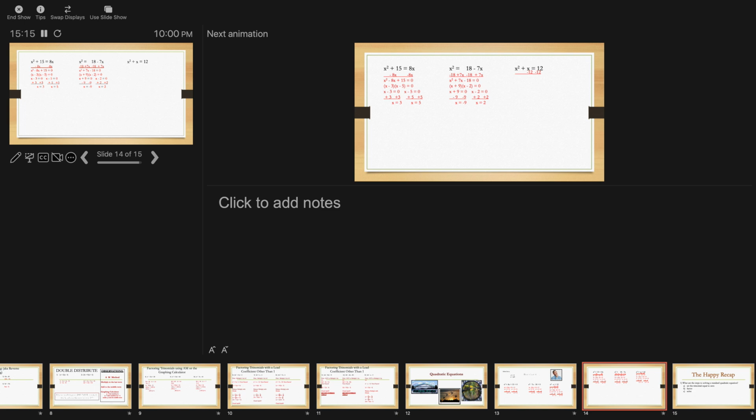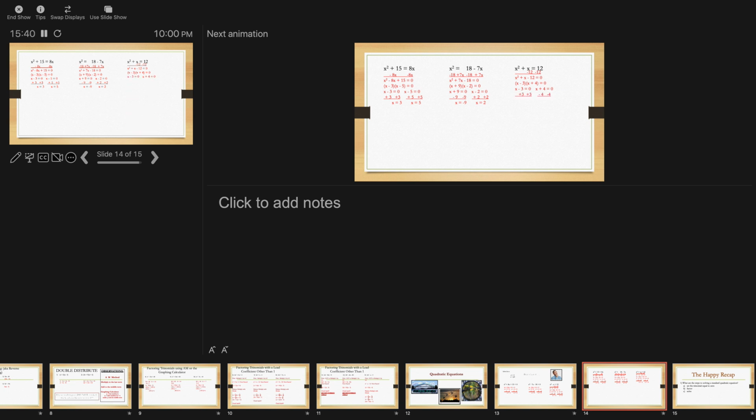Okay. Last but not least, go ahead. Okay, so we're going to subtract the 12. That gives me x squared plus x minus 12 equals 0. Factor. X minus 3 times x plus 4 is 0.